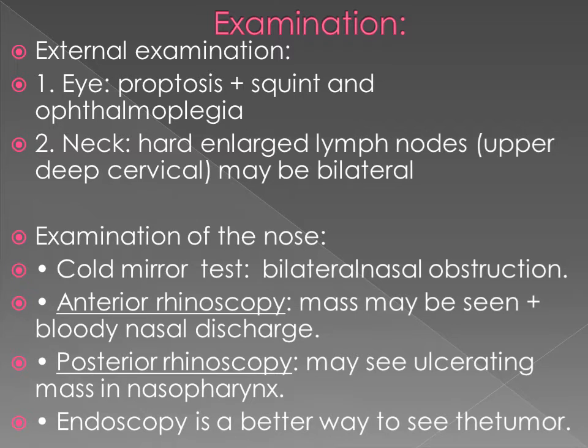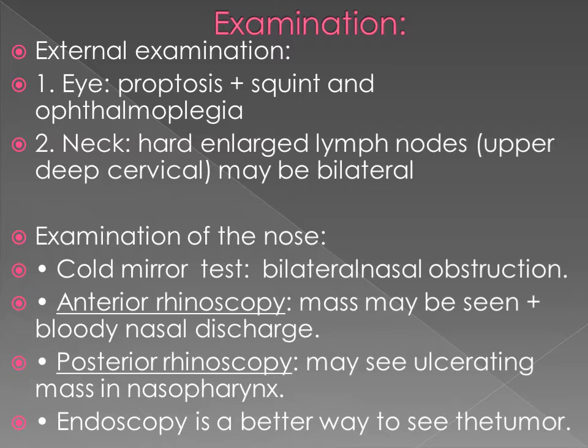Examination: external and nasal, and the neck examination, and the ear examination. So for external examination, the eye, we look for proptosis, squint, ophthalmoplegia. Then by examining the neck, if there is lymphadenopathy, the number and the size of the lymph nodes are to be considered, that will help staging this disease. It mostly can be also bilateral, and having lymph nodes bilateral also helps in the staging of this disease.